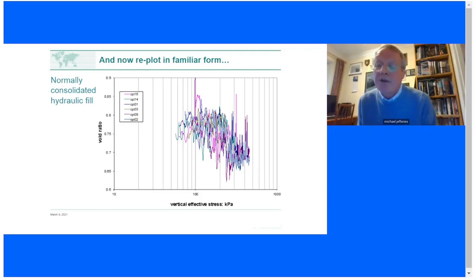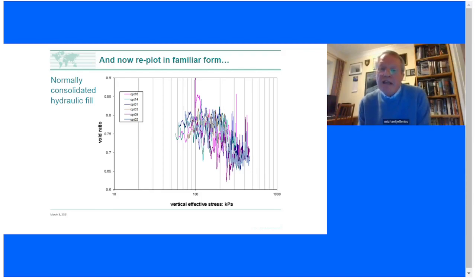This is an e-log p plot. My question for you people now is, where is the normal consolidation line? The reason I've spent that time showing you the dredge, they're very pretty photographs, but the real purpose of the story is I hope you agree that what I have shown you is the geological ideal of normal consolidation.